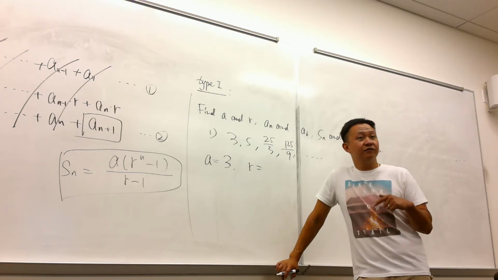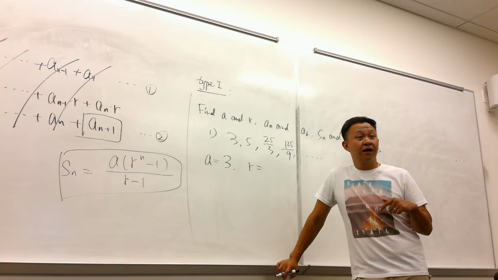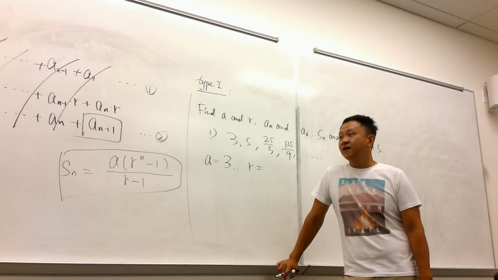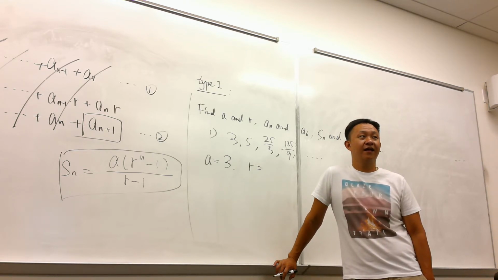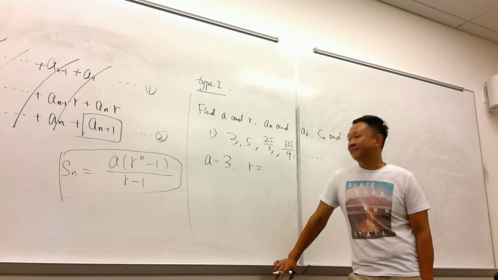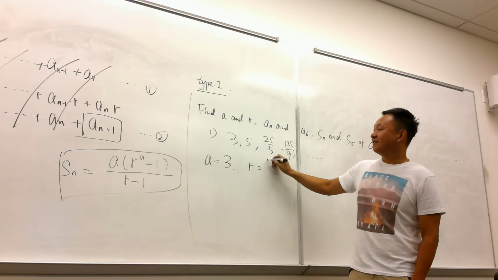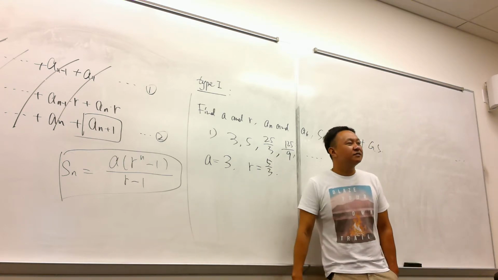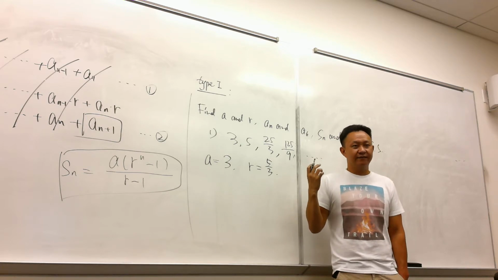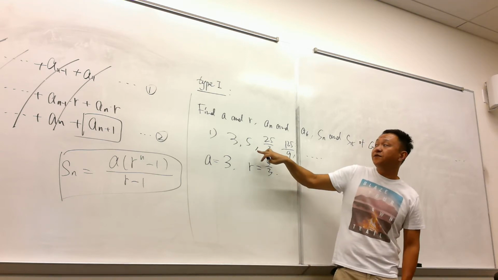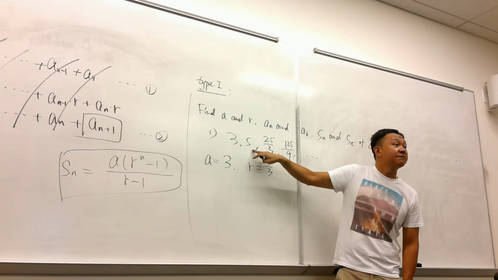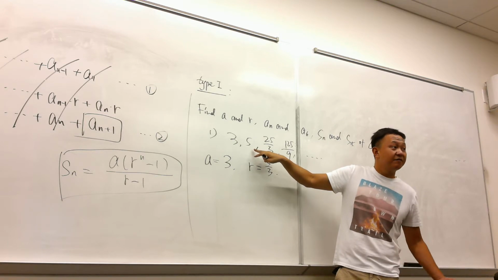What do we call the R, guys? Common ratio, exactly. So R equals what? R equals 5 over 3, guys. Don't doubt that. If you doubt, you can check. If you use the third term divided by the second term, you have the same thing. 25 over 3, divided by 5, gives you 5 over 3.